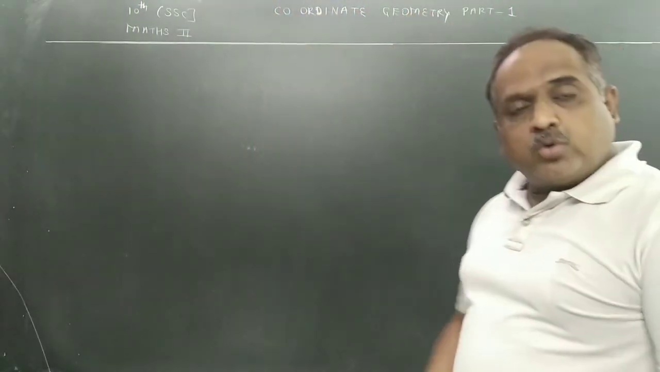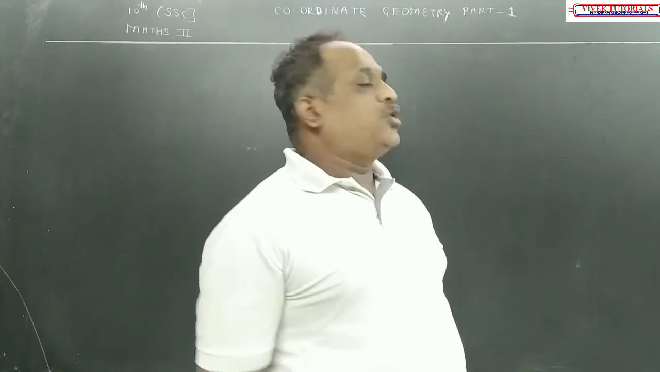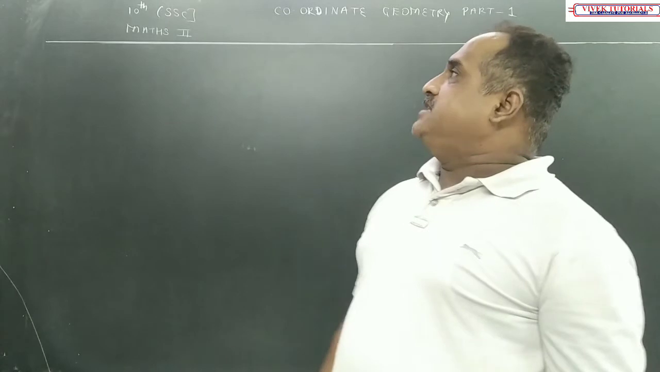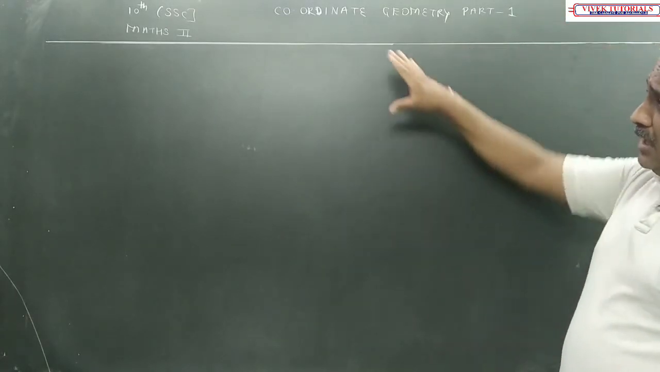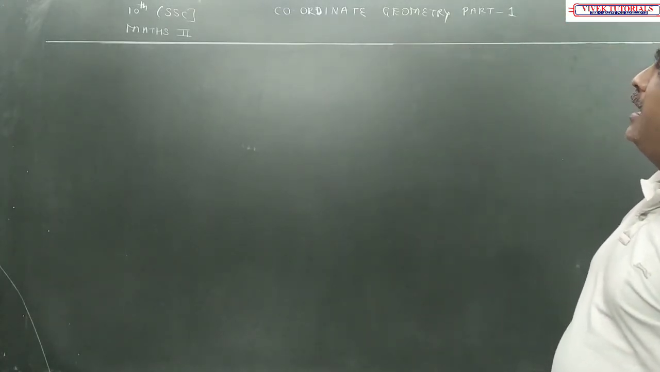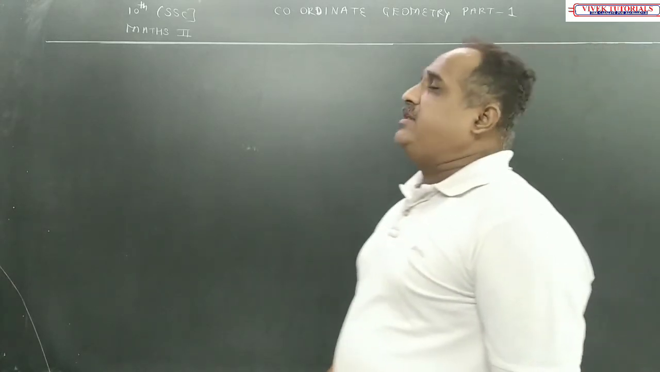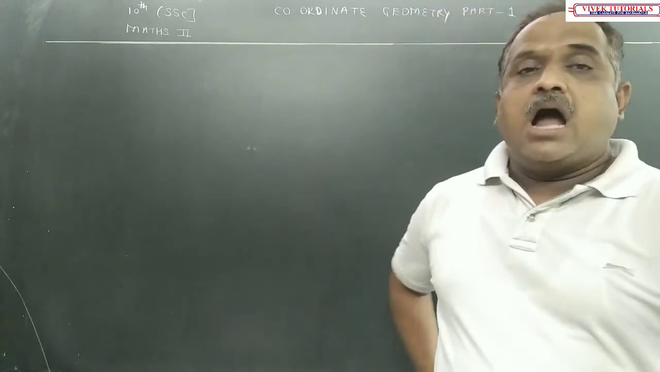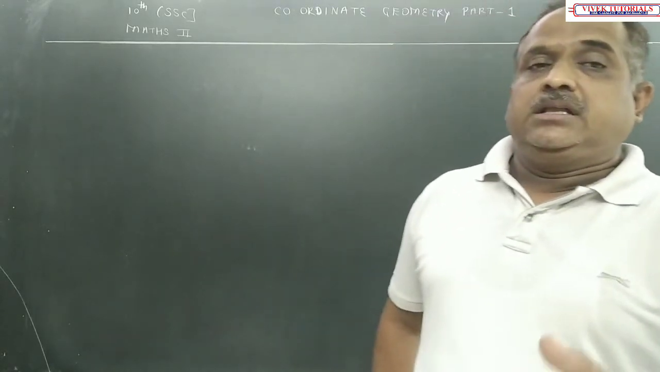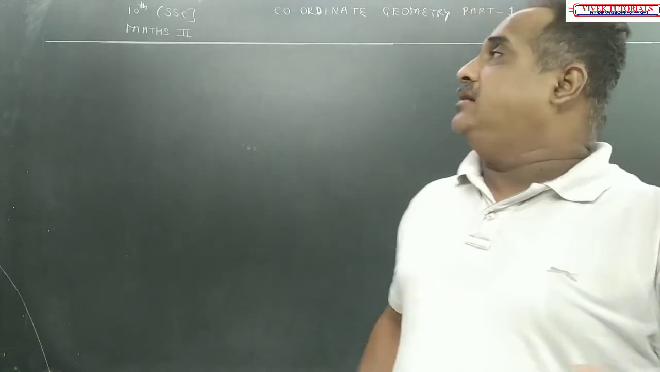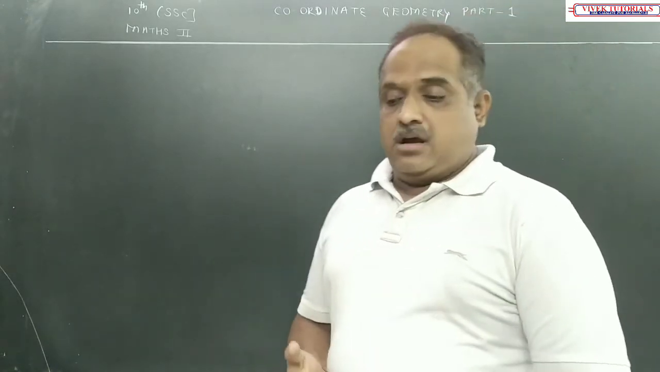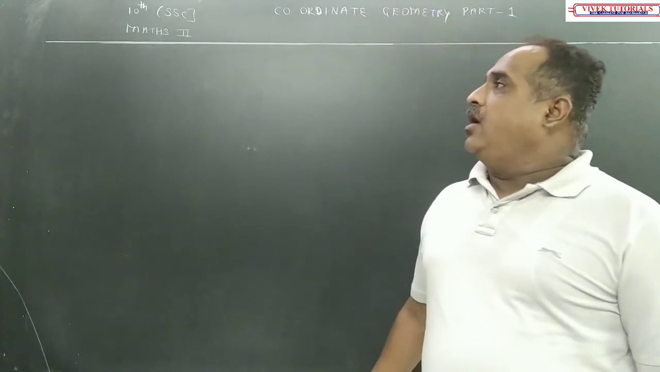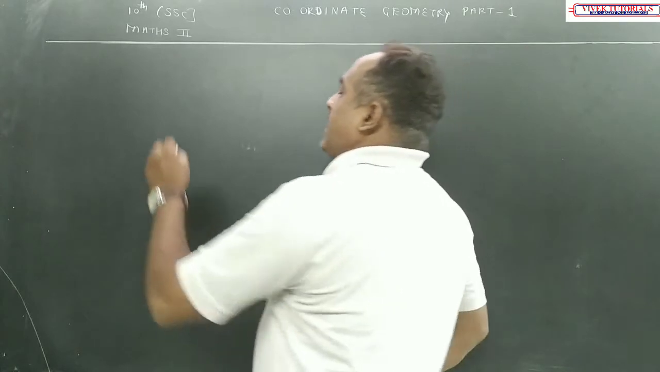Hello students, we are now going to start with the new topic of geometry, that is Maths 2 for SSC 10th standard, coordinate geometry. And we are going to start with part 1. Now in coordinate geometry, in 9th standard we have studied how to find out the distance between 2 points on a number line. So we'll continue with that only. Okay. So what was that?